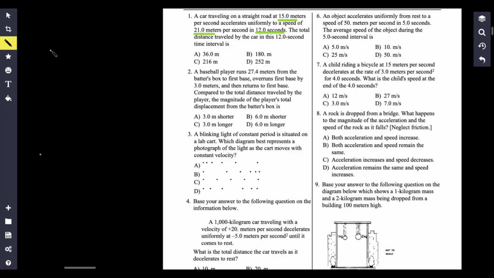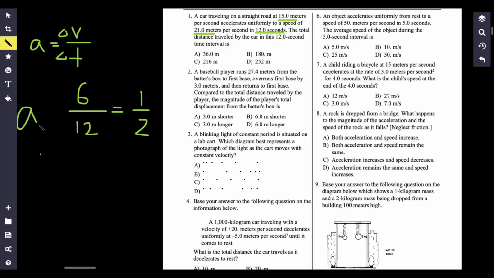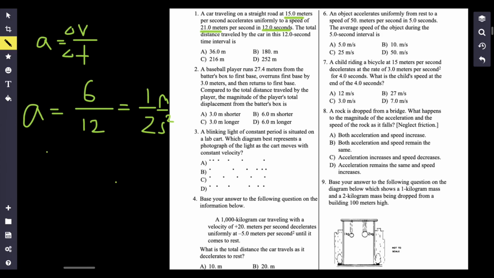Okay, so what is the acceleration? Well, we know that acceleration is basically velocity over time, right? It's the change in velocity divided by the change in time. So the change in my velocity goes from 15 to 21. So that change is 6. And this is over a period of 12 seconds. So therefore, my acceleration is 1/2 meters per second squared. And all this is saying is that every second that passes, my velocity is increasing by half a meter per second.